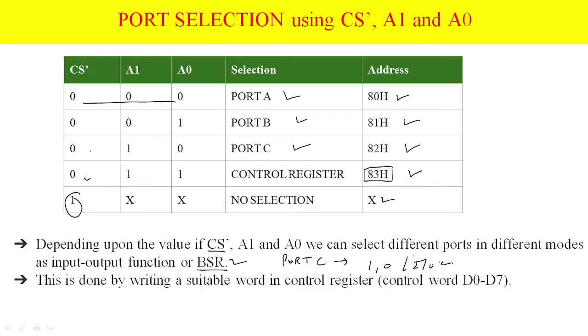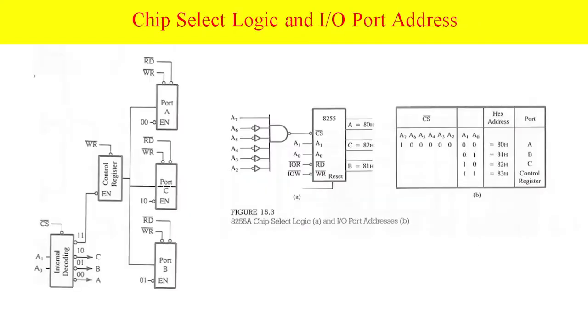So directly you can send the data to port C in the BSR mode. So you can set or reset any bit of port C with the help of this mode. This is done by writing a suitable word in the control register. By changing the bit D7, you can select the BSR mode or I/O mode, with the help of the control register.